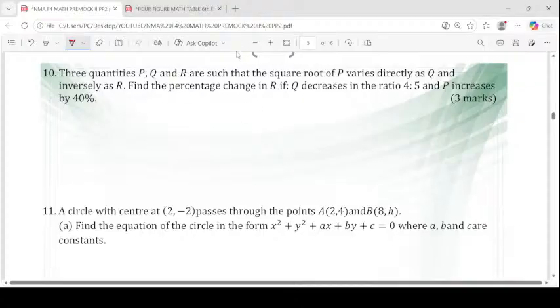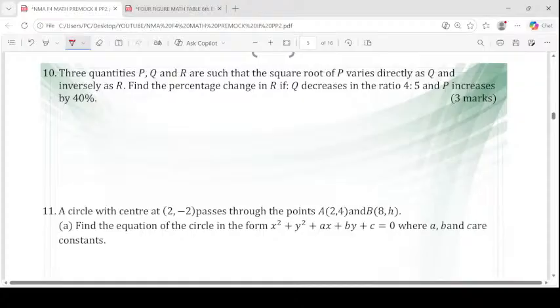Question number 10 says: three quantities P, Q, and R are such that the square root of P varies directly as Q and inversely as R. Find the percentage change in R if Q decreases in the ratio 4:5 and P increases by 40%.